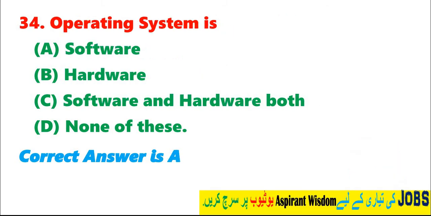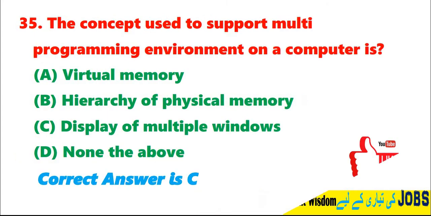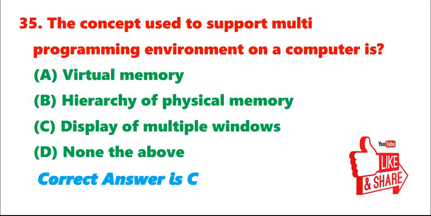34. Operating system is A. Software. B. Hardware. C. Software and hardware both. D. None of these. Correct answer is A. 35. The concept used to support multi-programming environment on a computer is A. Virtual memory. B. Hierarchy of physical memory. C. Display of multiple windows. D. None of the above. Correct answer is C.